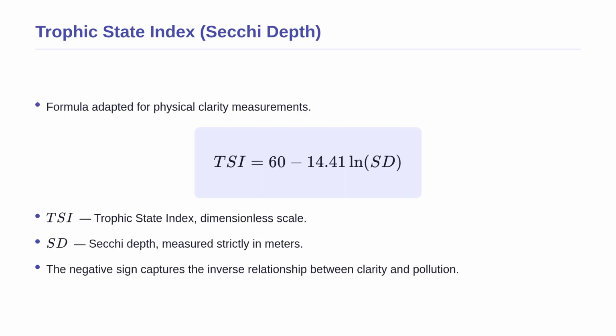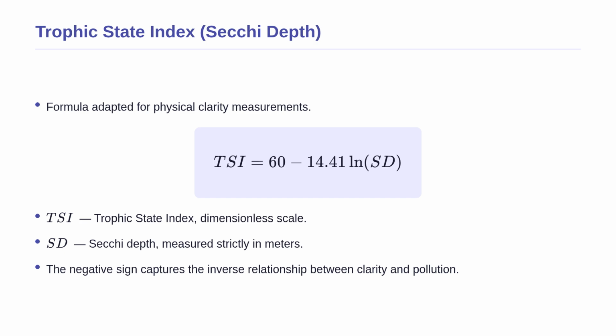This physical measurement leads us to a slightly different formula for the trophic state index. The formula based on Secchi depth is TSI equals 60 minus 14.41 times the natural log of SD. Here, SD represents the Secchi depth measured strictly in meters. Notice the negative sign placed right before the logarithm function.